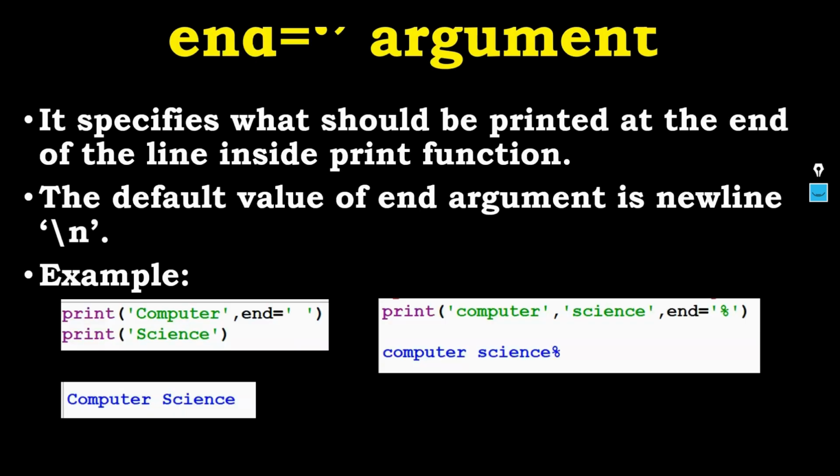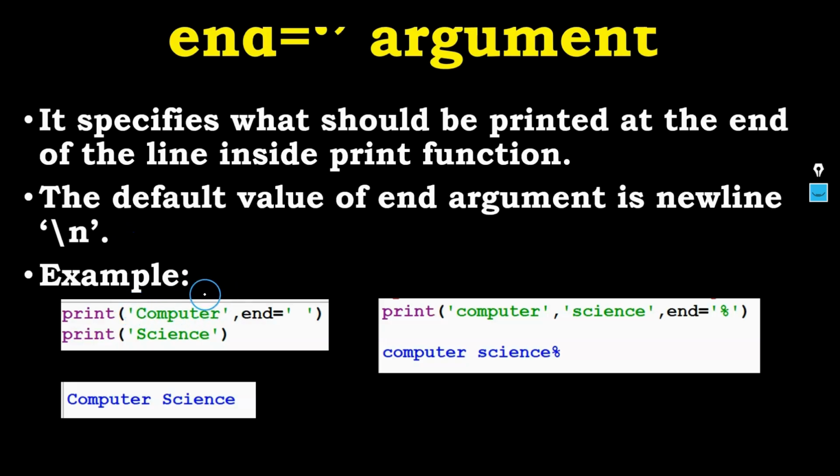The next is the end argument. The end argument specifies what should be printed at the end of the line inside the print function. We give the end argument inside the print function, and it is printed at the end of the value which is going to get printed. The default value of the end argument is a new line, and the example is here.